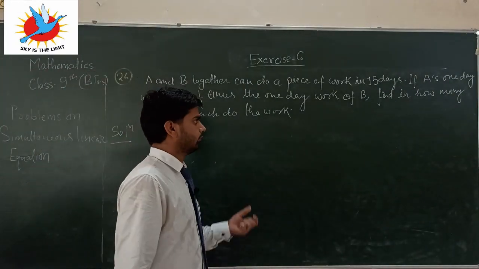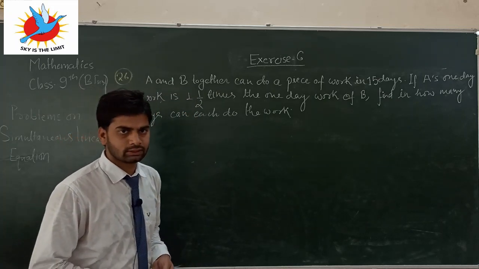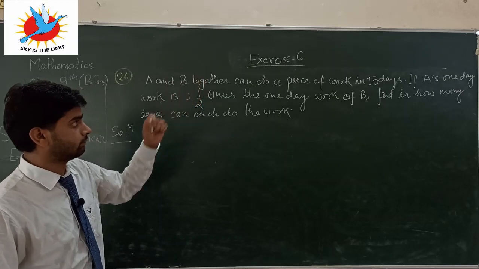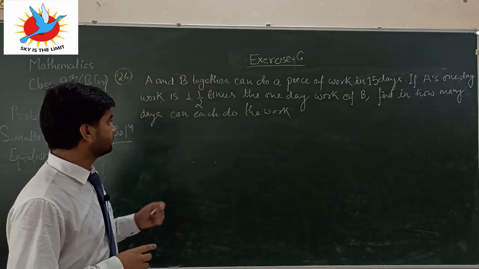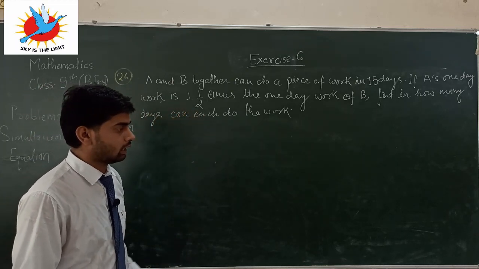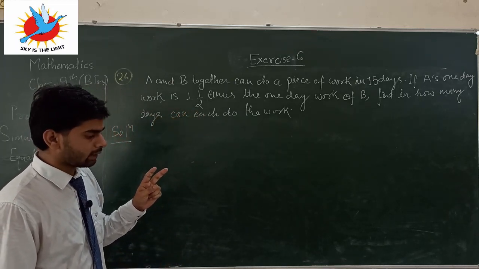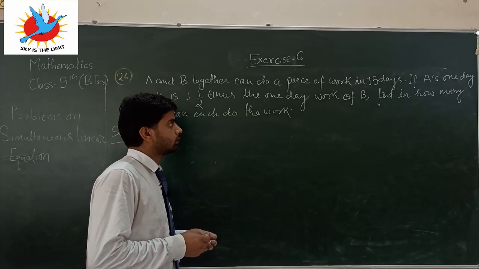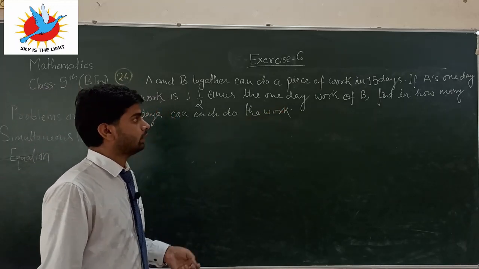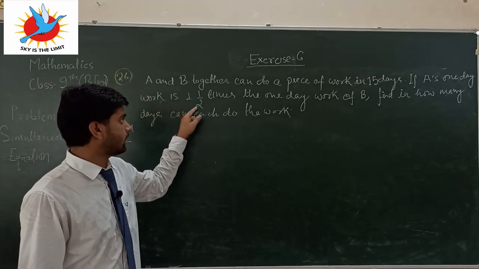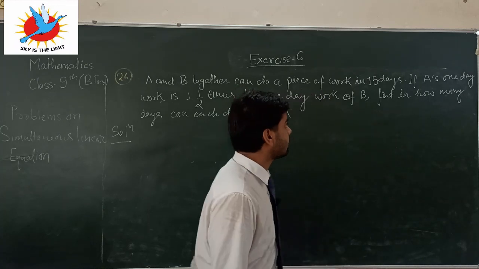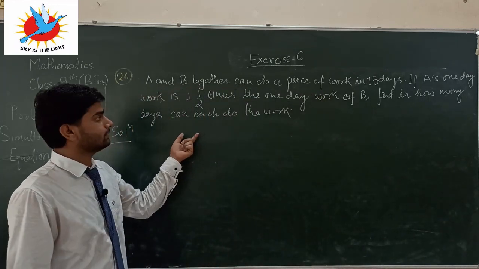Here we have another type of problem from exercise 6, question number 26. The problem is: if A and B together can do a piece of work in 15 days, there are two persons A and B, and together they can do the work in 15 days. If A's 1 day work is 1.5 times the 1 day work of B, find in how many days each can do the work.